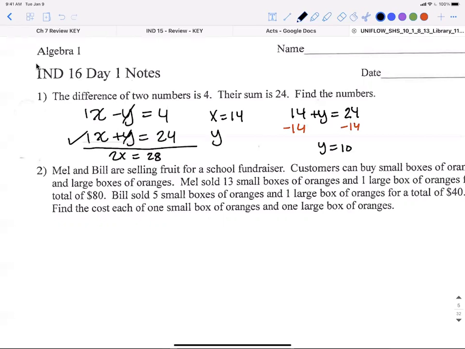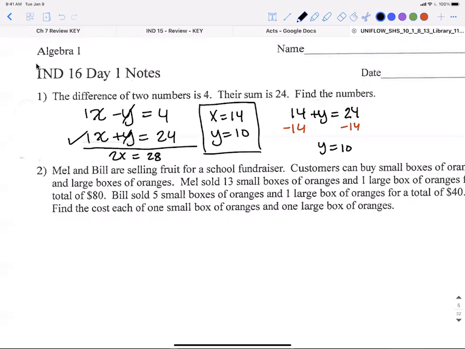So the other half of my answer is that Y equals 10, and that's what you would circle as your final answer. One number is 14, one number is 10. Does that line up with the clues in the story problem? Well, the difference between 14 and 10 is 4, and the sum of 14 and 10 is 24. So it does check out.